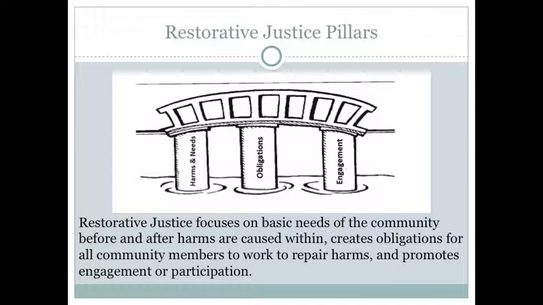So like I mentioned, both people who have been negatively impacted and people who have caused harm are really engaged in a very communal type way the whole way through the process.